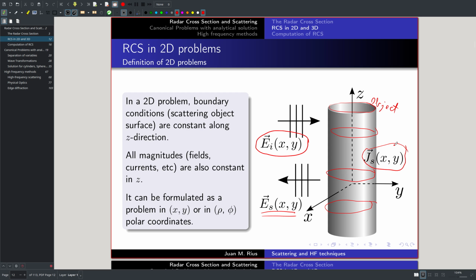Of course, the space is three-dimensional, so it is a three-dimensional problem where the object is infinite in the z coordinate, and all the magnitudes and the object surface are constant in the z coordinate. Okay, but we call it a two-dimensional problem, and you know how to solve it using numerical methods. Of course, we can use Cartesian x, y coordinates, but we can also use polar rho and phi coordinates instead.